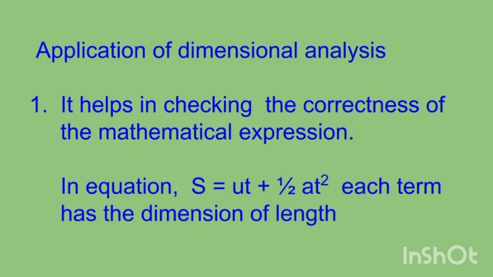You can try to check any relation, like the equation of motion for distance traveled by a moving object: S is equal to u t plus half a t square. You will find that each term has the dimension of length, and this proves that the relation is correct.